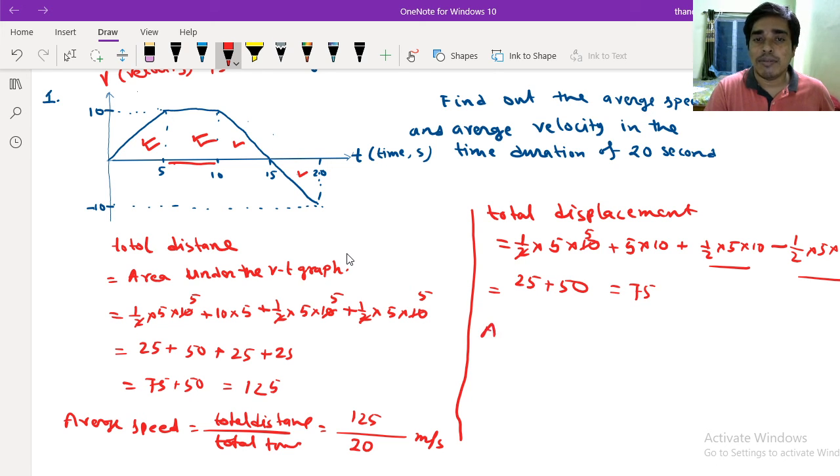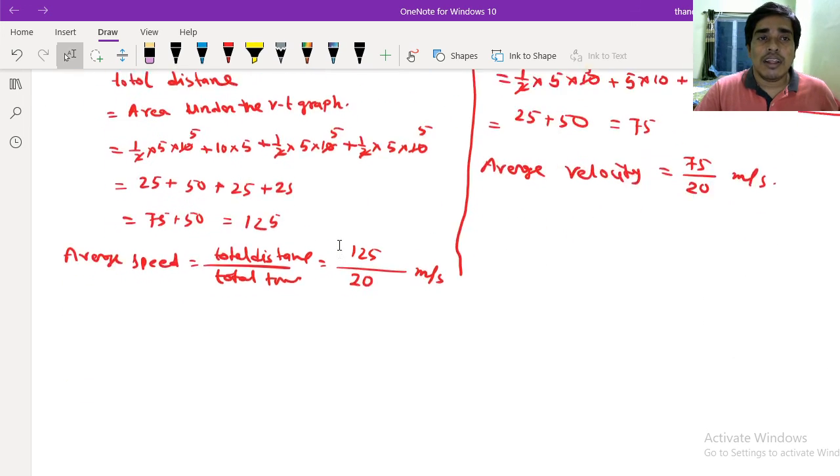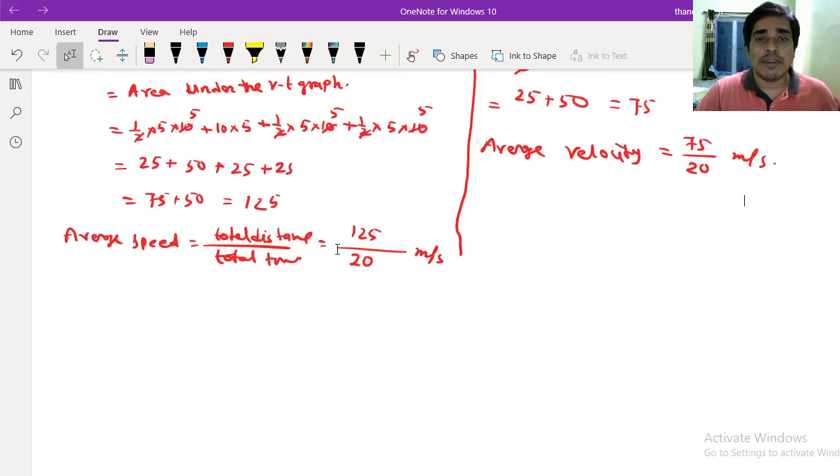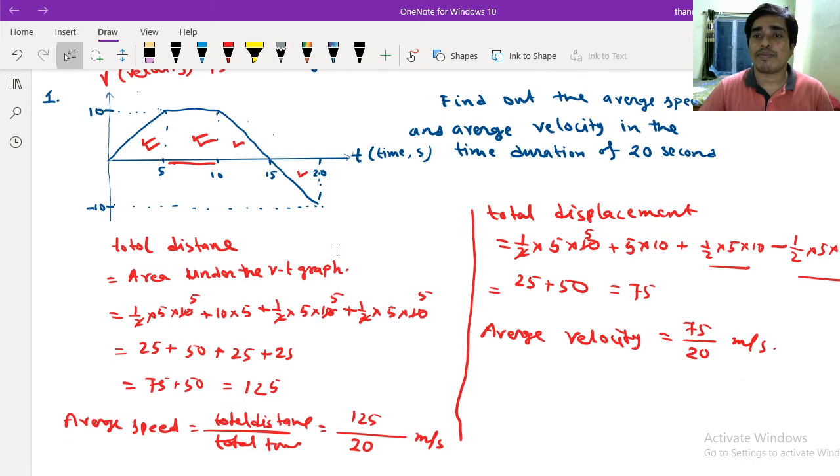So average velocity will be 75 divided by 20. This will be meter per second. This is the number 5 problem.